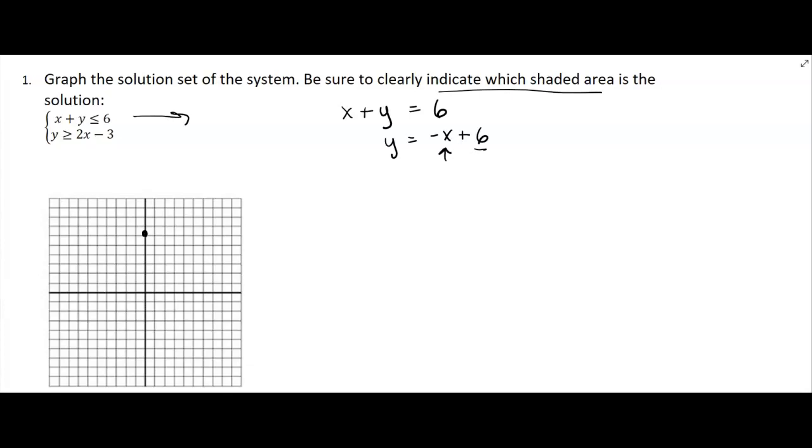And my slope is negative 1 over 1. So down 1 over 1, down 1 over 1. It's making a graph like this. Anyway, if you did it that way, or if you had used the points 0, 6, and 6, 0, that would work too. And you get this line.